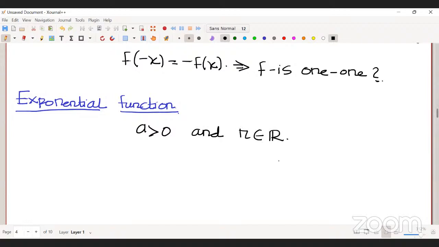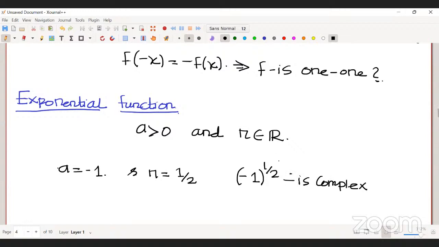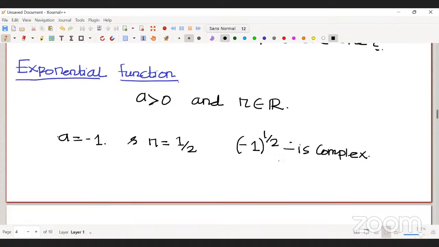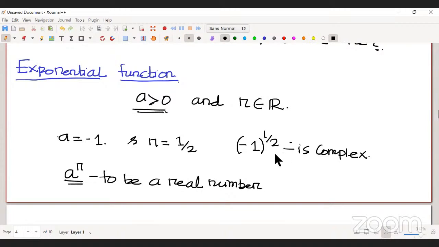Why are we assuming here that a is always greater than 0? Because if I take, say, a equal to -1 and r equal to half, then -1 to the power half gives a complex number, right? When we are taking this exponential, a power r, I want it to be a real number. That's why we put the condition a greater than 0.